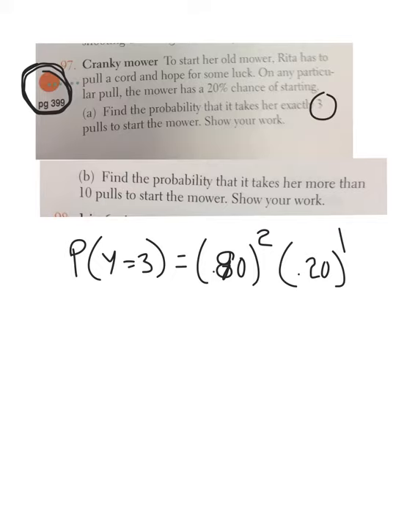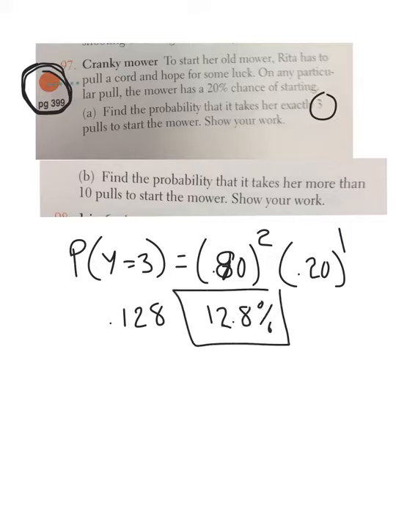And I'm going to go down to geometric PDF just to plug it in. So the probability of success is 0.2 and my x value is 3. And it tells me that the answer is 0.128. So there's about a 12.8% chance that she's going to start this thing on the 3rd try.